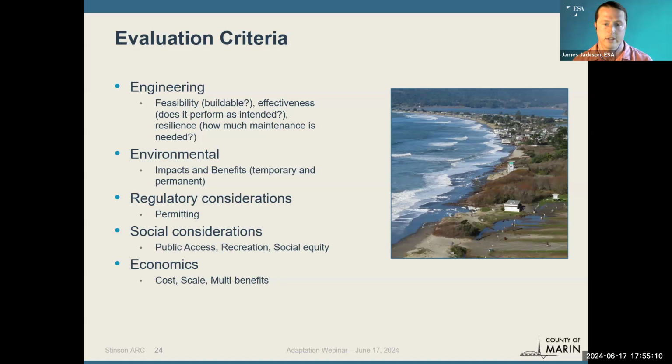adaptation measures. We have social considerations, and these include public access to and along the shore, the recreational uses, as well as social equity. And then finally, economics, and the cost of potential cost for adaptation measures, their scale. So does a measure address hazards just on one parcel, or is this a multi-parcel or greater area type of measure? And accordingly, does it provide multiple benefits? So again, more can be found in our adaptation memorandum on these standard criteria. Next slide, please.